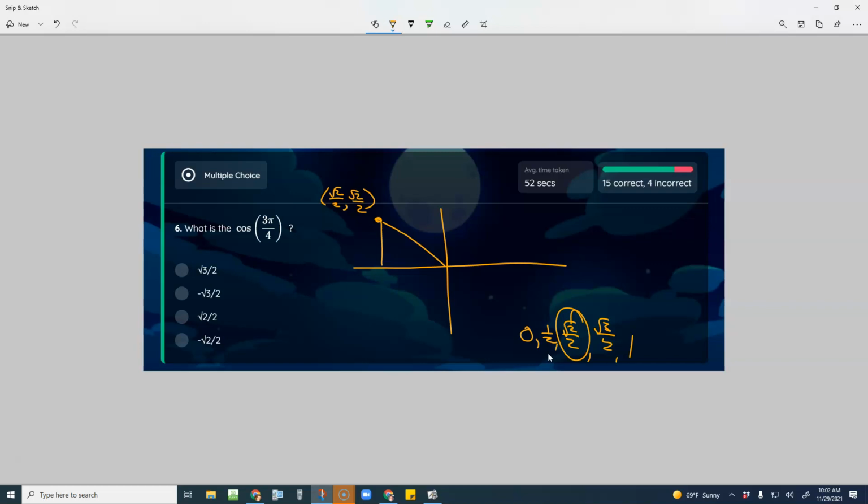Cosine is negative. You could think All Students, sine is the positive one. All Students, oh, sorry, I wrote the wrong one. Sine is the positive one because of All Students. You could also think that if you were doing geometry, that's going to be positive because it's going up. This is going to be negative because it's going left.